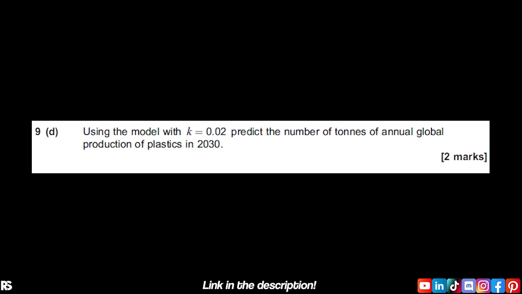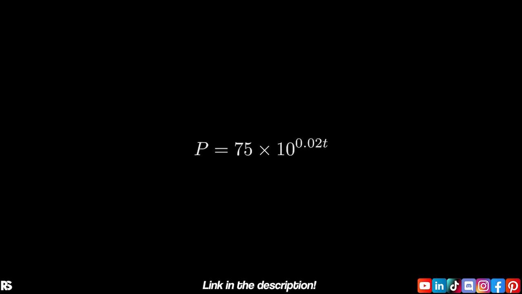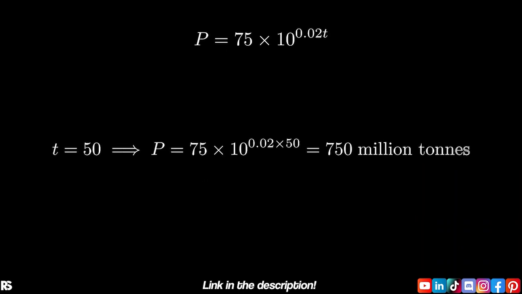9d asks, using the model with k equal to 0.02, predict the number of tons of annual global production of plastics in 2030. First, let's recall the model for the millions of tons of plastic produced each year from 1980. Now if we plug in a value for T of 50, this gives us 750 million tons produced in the year 2030.